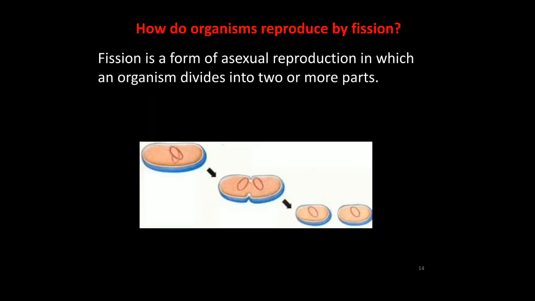Next, how do organisms reproduce by fission? What is fission? First point. Fission is a form of asexual reproduction in which an organism divides into 2 or more parts. 1 becoming 2, 2 becoming 4, or 1 becoming 4.